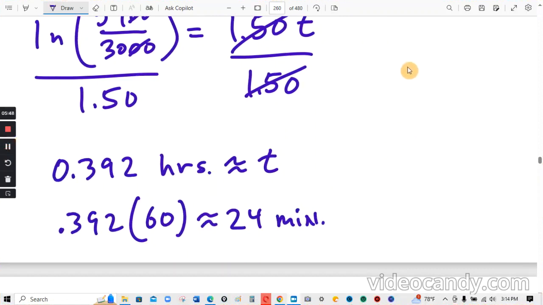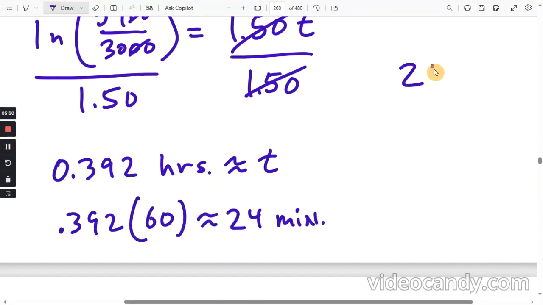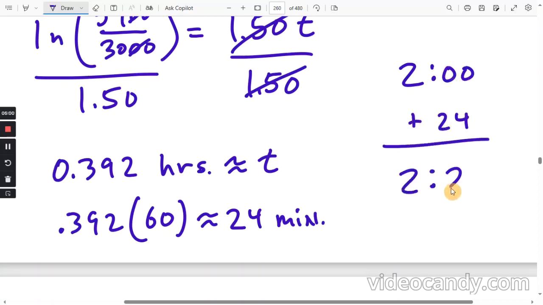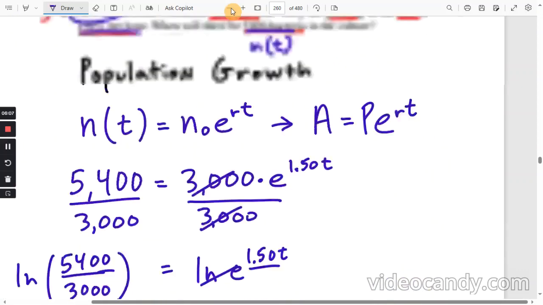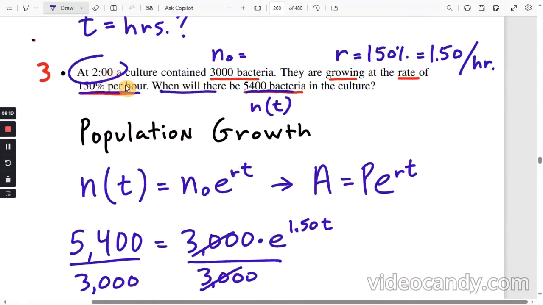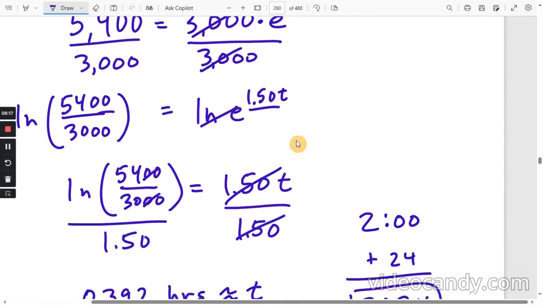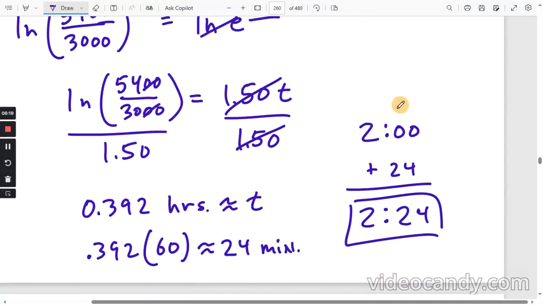So if we started at 2 o'clock, and this process took 24 minutes, it will occur at 2:24. All right, they didn't say AM or PM. They just said it started at 2 o'clock, and when will it reach 5,400? So this was a population growth. It took 24 minutes to grow when we started at 2 o'clock. So at 2:24.